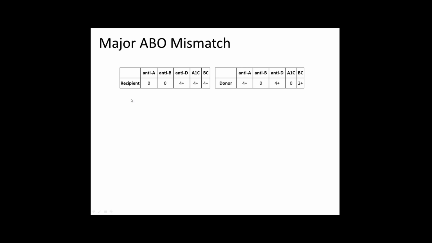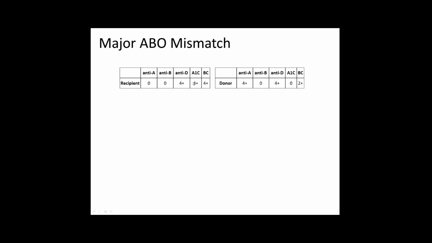So here we have a recipient who is ABO blood group O, and this is what's called the front type. The front type is the antigens that are expressed on the red cell surface. So because this patient is ABO blood group O, he or she does not express the A antigen or the B antigen. And then the back type is the antibodies that are expressed in the patient's plasma. So here the patient expresses anti-A antibody and anti-B antibody.